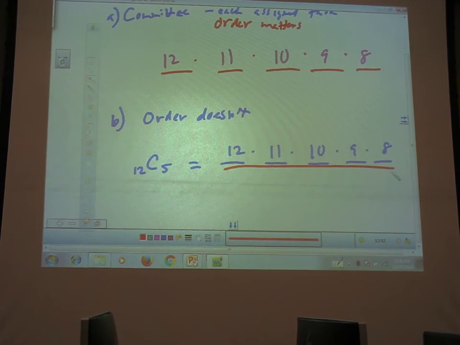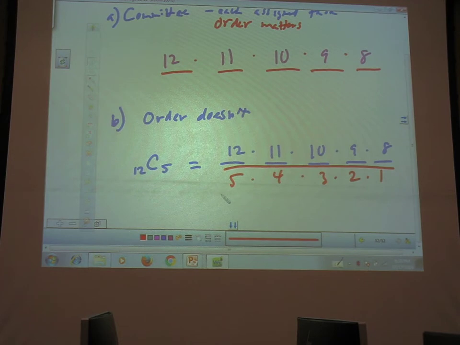Because it doesn't matter whether I picked Alejandra first, or second, or third, or fourth. It doesn't matter which order I picked everybody in. Divide out all the duplicates. So this is going to be divided by 5 times 4 times 3 times 2 times 1. So 1 for every spot.